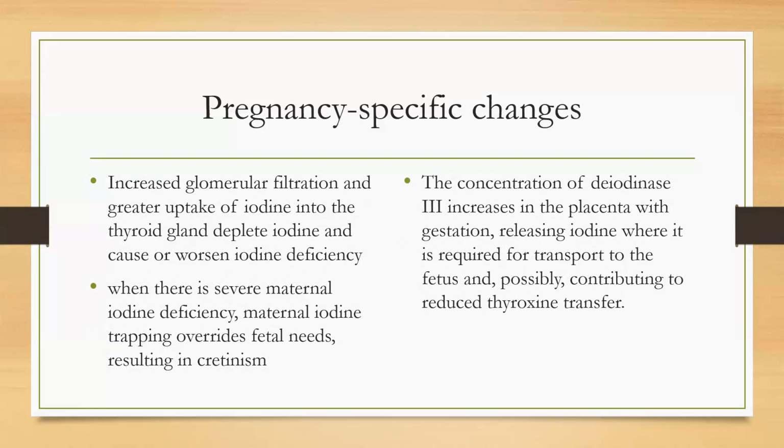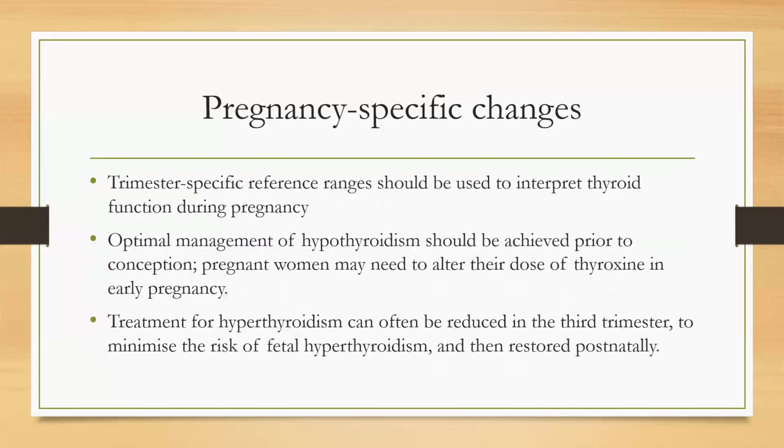So more thyroxine is produced for the mother and the baby. So there is a reduced level, as there is more consumption of thyroxine. And also the thyroxine binding globulin half-life is increased. So trimester-specific ranges should be used to interpret thyroid function during pregnancy.